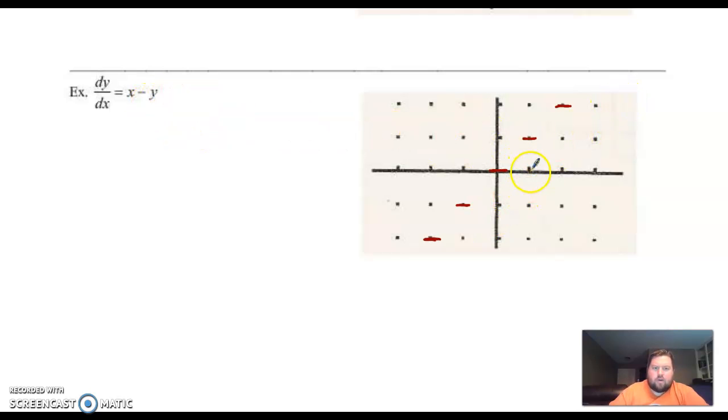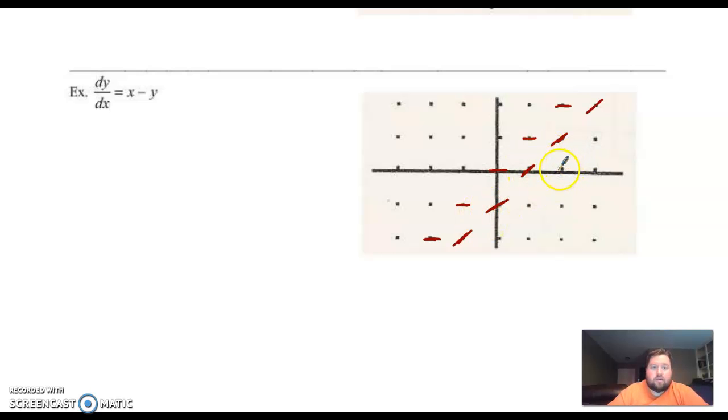All right, so let's start with 1, 0. So 1 minus 0 is 1. All right, so this one's 2, 1. 2 minus 1 is 1. All right, this one's 3, 2. 3 minus 2 is 1. 0, negative 1. 0 minus negative 1 is positive 1. 1 minus negative 2 is positive 1. All right, so you kind of see that same pattern. This happens all the time with slope fields to see these patterns.